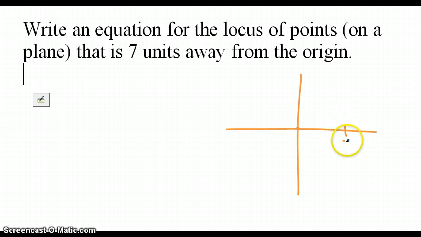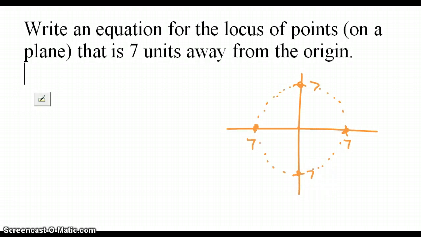All right, right there, that's 7. So here's one point that's 7 away from the origin. Here's another point, 4 points I found. What are all those other points going to be that are 7 away from the origin? Well, when you put them all together, it looks a lot like a circle. So that's what this is. A locus of points, a certain amount of units away from a point, is a circle.